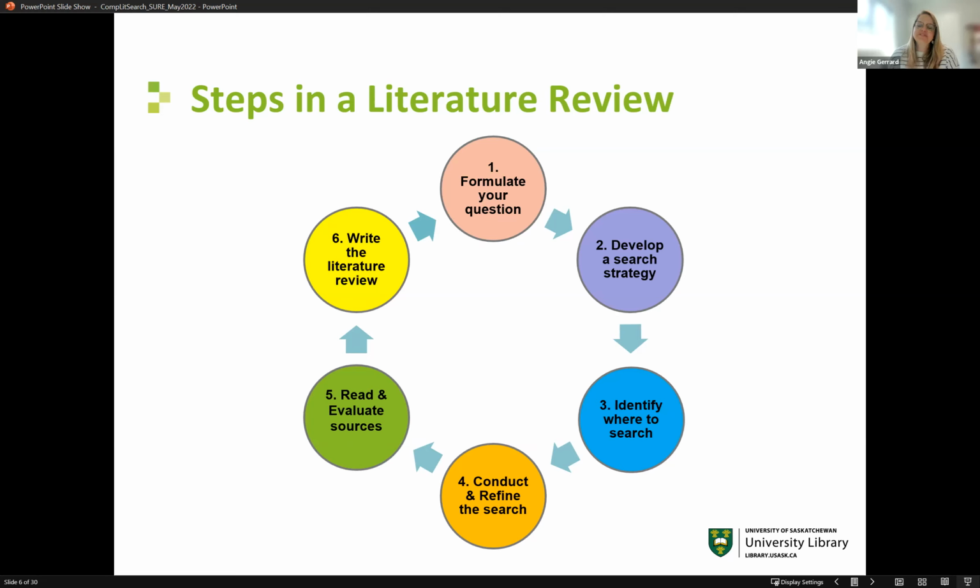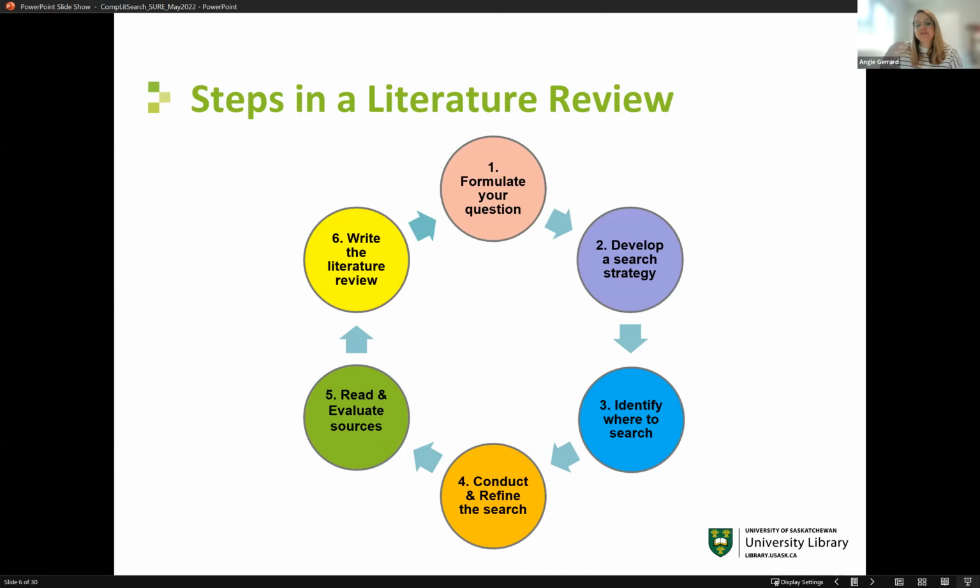Okay, and so this is a very, very generic model of steps when you're searching in the literature for your review. And you can see it's quite basic, but the idea is we'll just follow this cycle throughout this workshop.